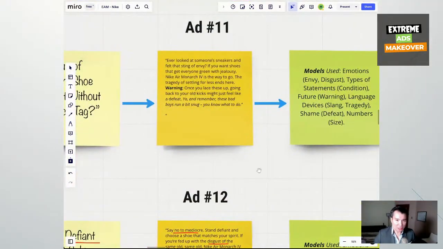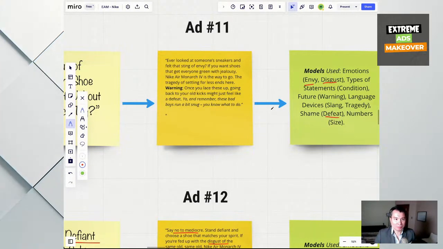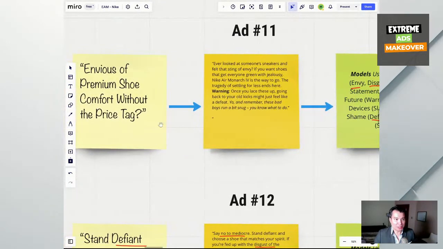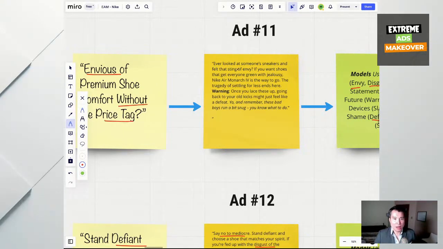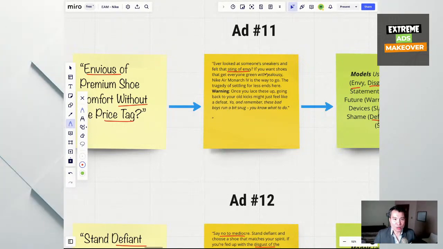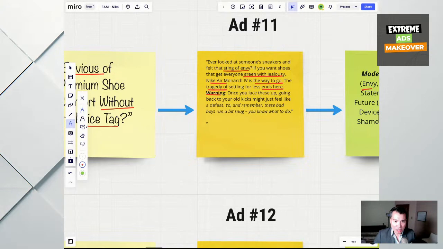All right, let's move up a little bit to ad number 11. What we talk about here is envy and disgust, defeat. So let's see. Envious of premium shoes, comfort without the price tag, right? "Ever look at someone's sneakers and felt the sting of envy? You want shoes that get everyone green with jealousy, and Nike is the way to go. The tragedy of settling for less ends here." Tragedy, and then you have a warning.